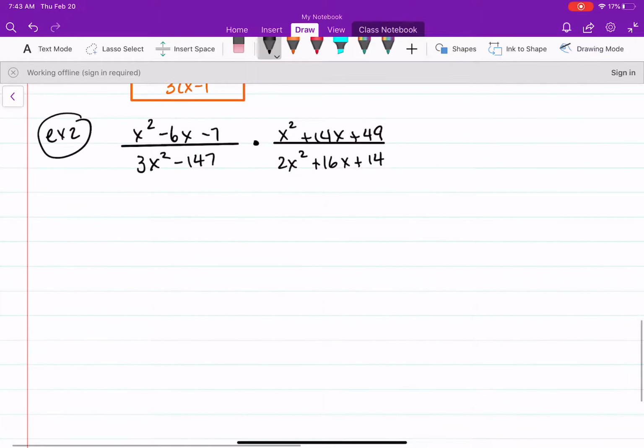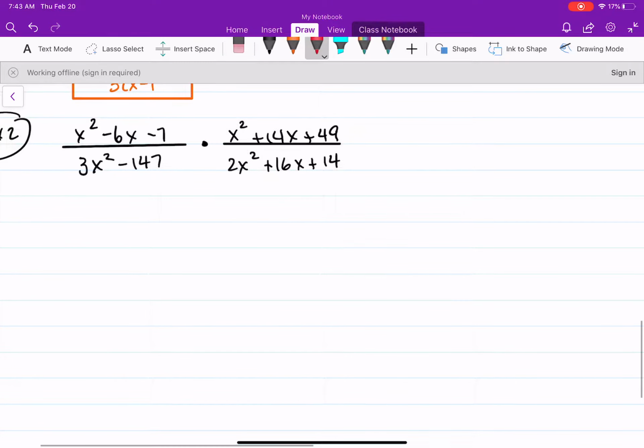All right. So we said that step 1 was to factor top and bottom. So when we factor these, don't forget GCF first, and then ask ourselves if it's 2 terms, 3 terms, or 4 terms in terms of what's left. If you do the AC method on top here, you're going to get x minus 7, x plus 1.